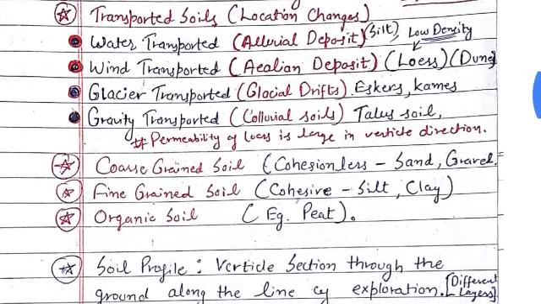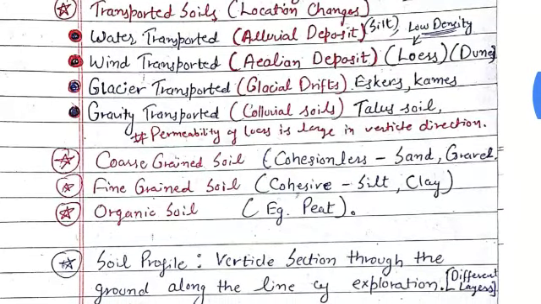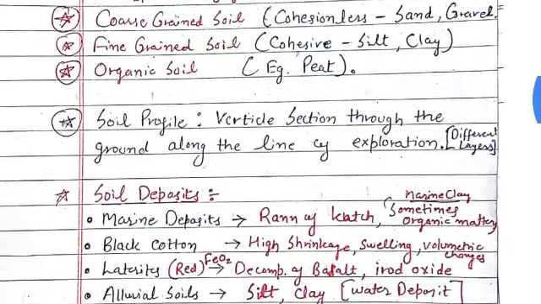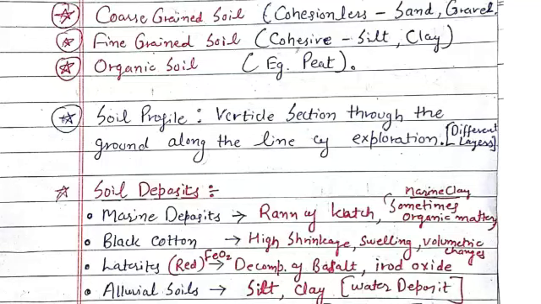Next one, cohesionless soils. Coarse grained soils are cohesionless, for example sand and gravel. Fine grained soils are cohesive soils like silt and clay. And organic soil, for example peat. And what is soil profile? Soil profile is the vertical section through the ground along the line of exploration, that is having different layers.